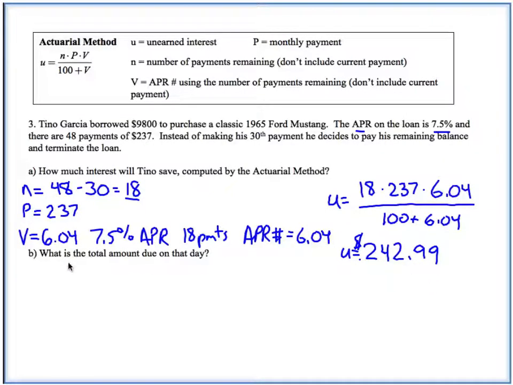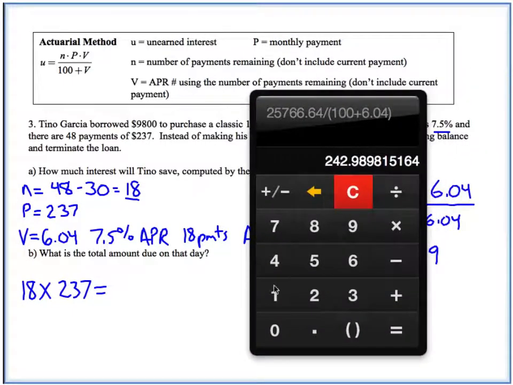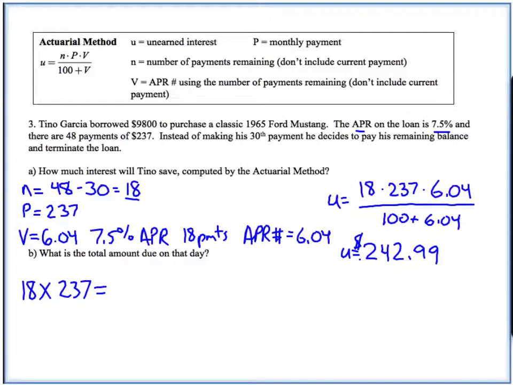Now the next question says, what is the total amount due on that day? Well, it's going to be the same process as before. So we want to see how many payments would he have left? Well, we would still have 18 payments of 237 each remaining. So let's go ahead and figure that. So that's $4,266.